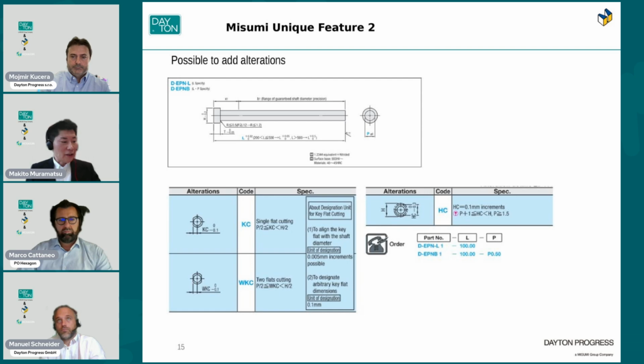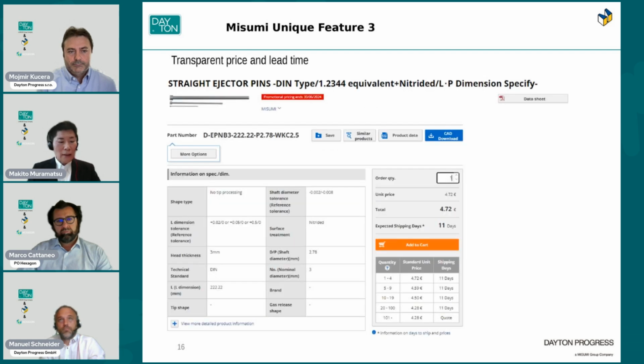Second feature is to add alterations. Below 3 alterations are typical alterations for ejector pin: single, 2 flat cutting, and head diameter change. You can order ejector pin with these alterations on MISUMI web shop to save your time of in-house work. Third feature is transparent price and lead time.